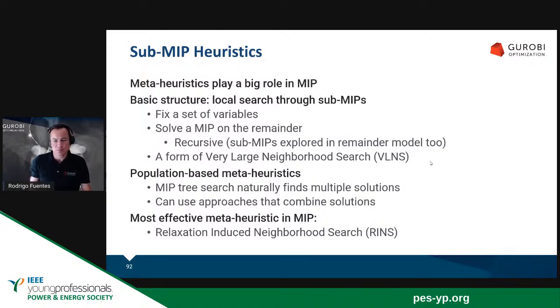When we use population-based metaheuristics, what we try to do in the search tree is to find multiple solutions, and we try to use approaches to combine the solutions we have to produce new solutions. A really effective heuristic that we have is the relaxation-induced neighborhood search, the RINS heuristic, and that's known. You can research it. We use it in Gurobi, and you can see the effect of that heuristic when solving problems.